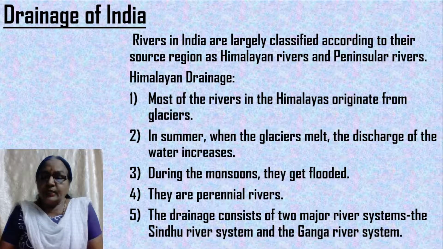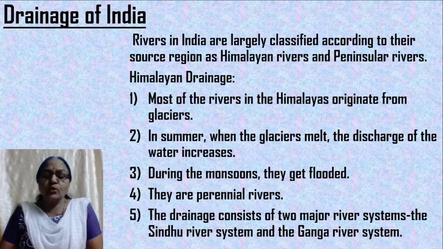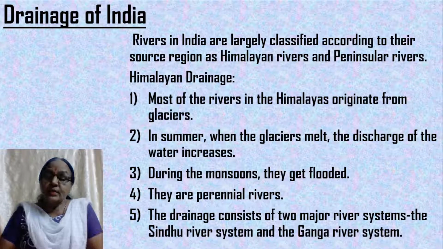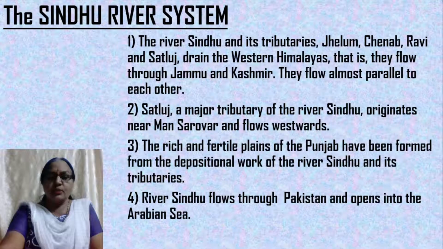Now, in India, based on drainage, we have two major river systems. One is the Sindhu river system, also called the Indus river system, and the other is the Ganga river system. The Sindhu river system consists of the Indus as well as its tributaries, and the Ganga river system consists of the Ganges and its tributaries.